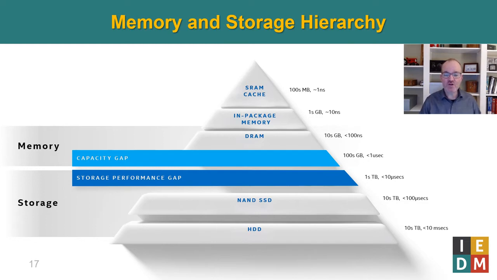And I'm going to focus on two gaps within this pyramid. They correspond to the gaps that I showed you in the hierarchy before. We'll talk about that capacity gap. That's the persistent memory gap. And we'll talk about the storage performance gap. That's that fast storage gap.